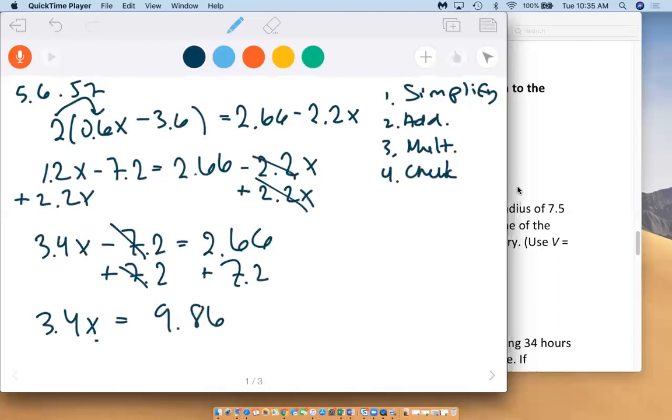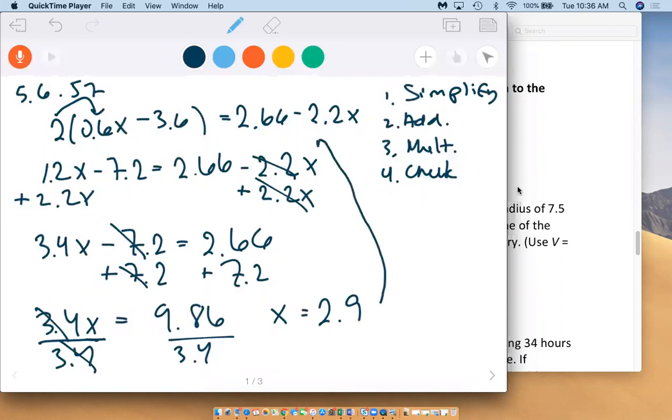But now we need to get that x all by itself. In order to do that, we need to cancel out that 3.4, right? We have to divide by 3.4. So that's going to cancel that, and we're going to get x equals, and I'm just going to do that in the calculator real quick, 9.86 divided by 3.4, and it's going to give us 2.9. And in order to check that, we did that in the last problem. Remember, check to see if it's an answer. We would need to plug it back into that equation up there and make sure both sides are equal. All right, any questions on that one?